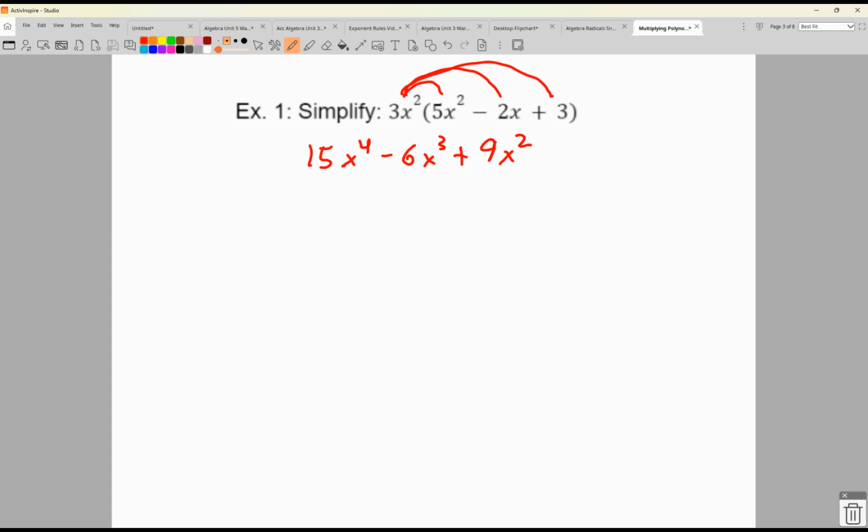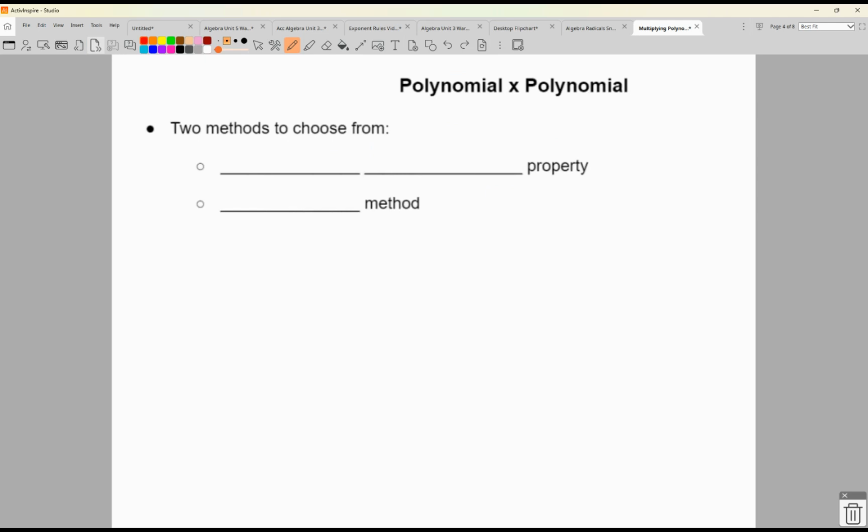Now when I multiply, I want to always check for like terms to see if I can combine any of these. I can't, so that's my answer. Next up, we're going to talk about a polynomial times a polynomial. This could be problems where I have two terms in one set of parentheses, three terms in another, or four terms in one, three in another. It doesn't really matter how many terms are in each set of parentheses. You can use the same method.